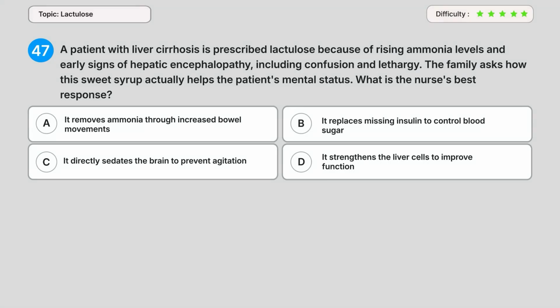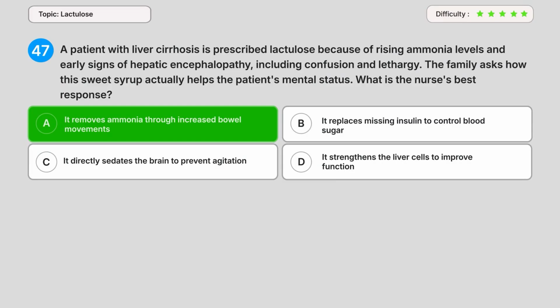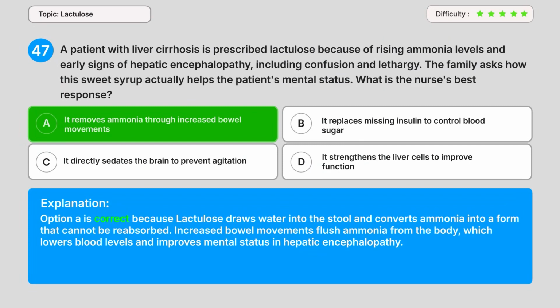Correct answer. A. It removes ammonia through increased bowel movements. Lactulose draws water into the stool and converts ammonia into a form that cannot be reabsorbed. Increased bowel movements flush ammonia from the body, which lowers blood levels and improves mental status and hepatic encephalopathy.